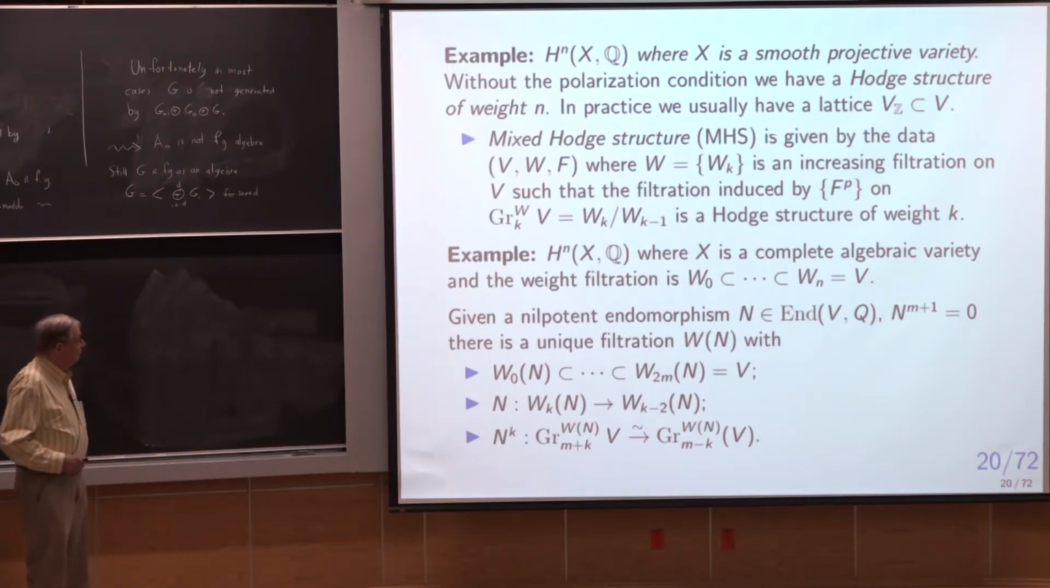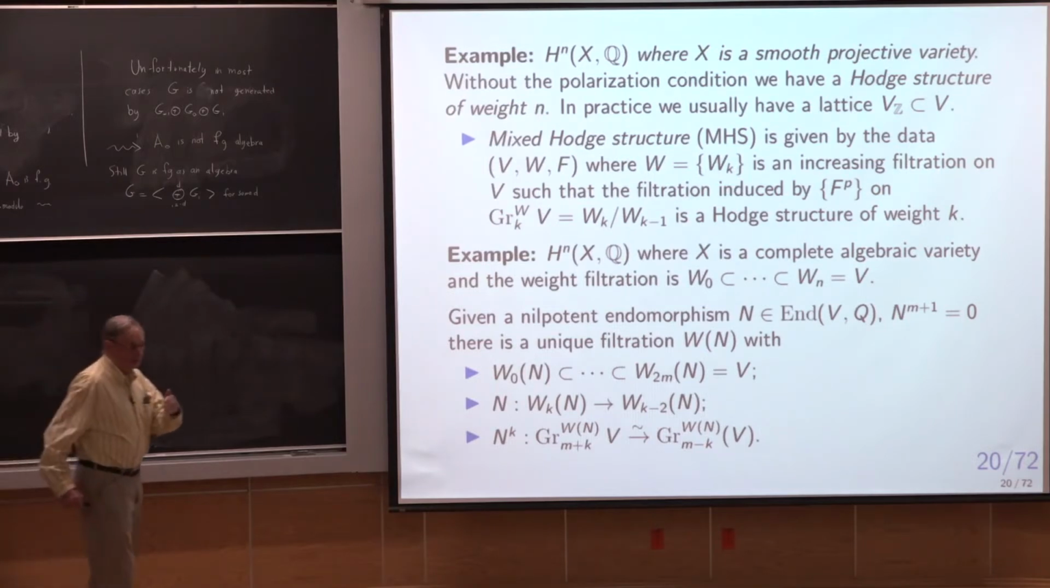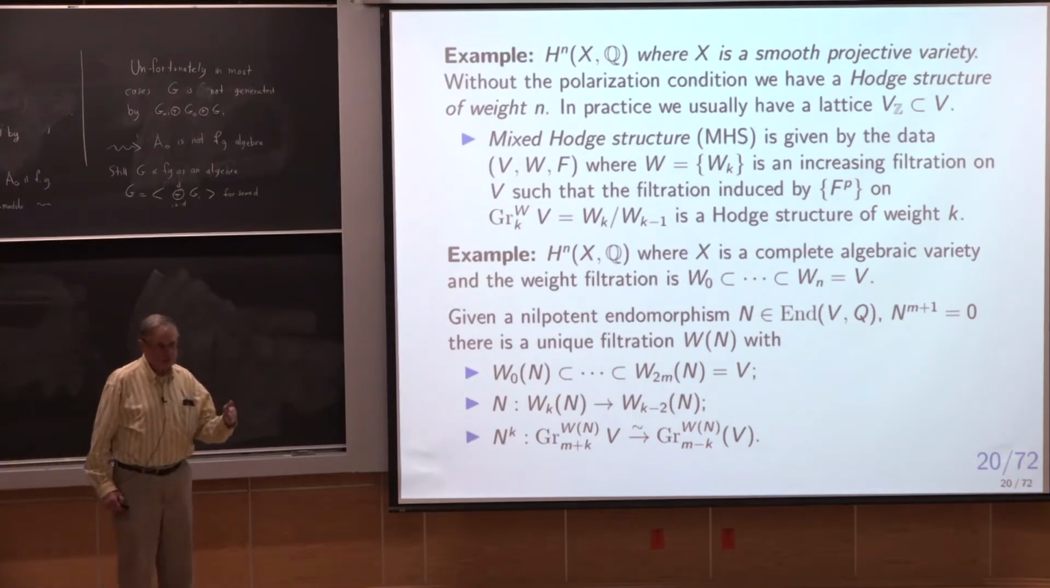A mixed Hodge structure, that's given by the data of the vector space and two filtrations, an increasing weight filtration defined over Q, and the descending Hodge filtration defined over C. And the linear algebra condition is that on the associated graded successive quotients, the Hodge filtration induces Hodge structures of weight k. So it's the successive extensions of Hodge structures.